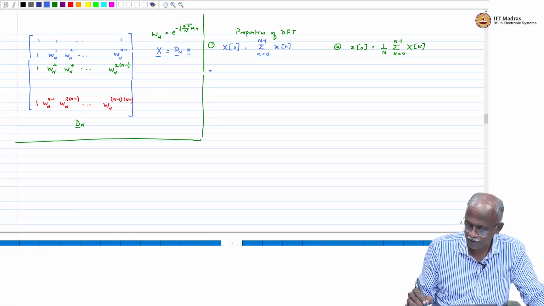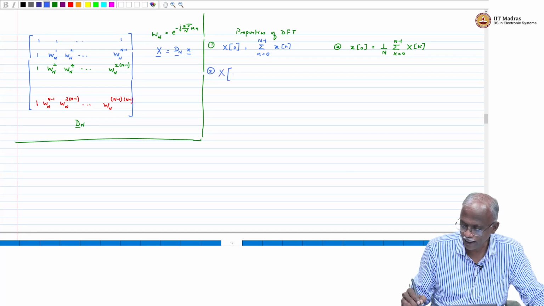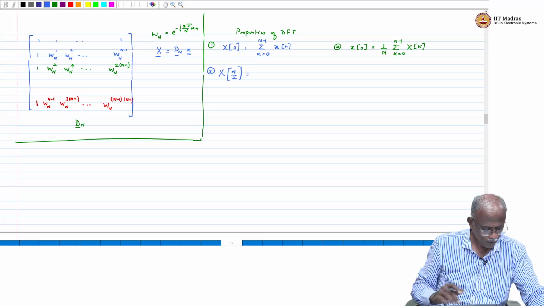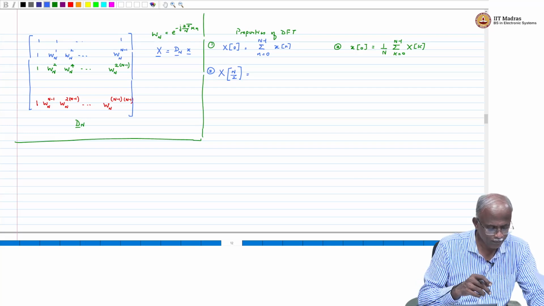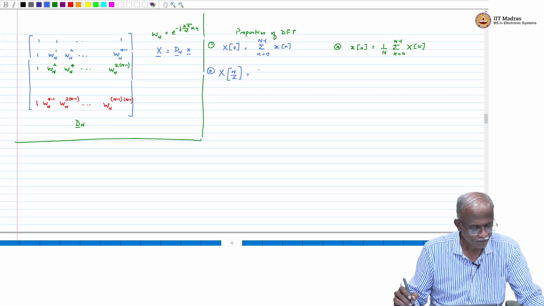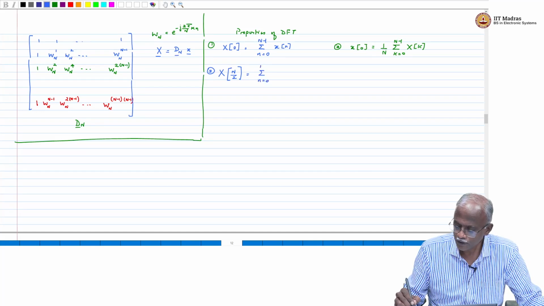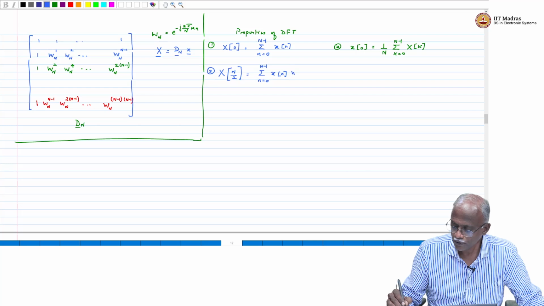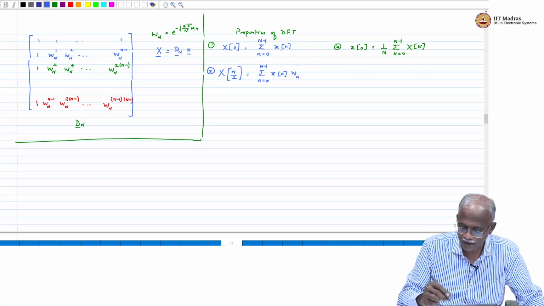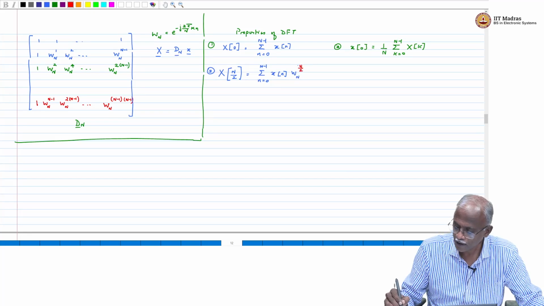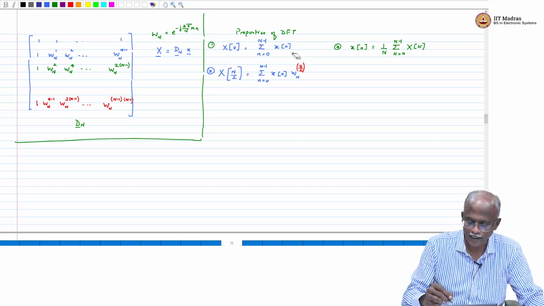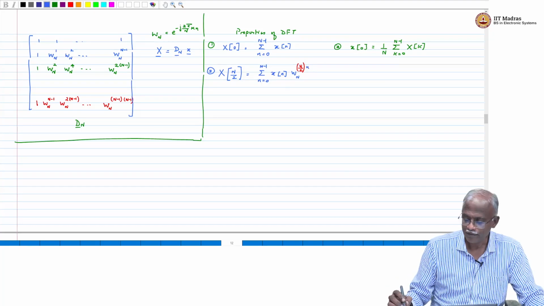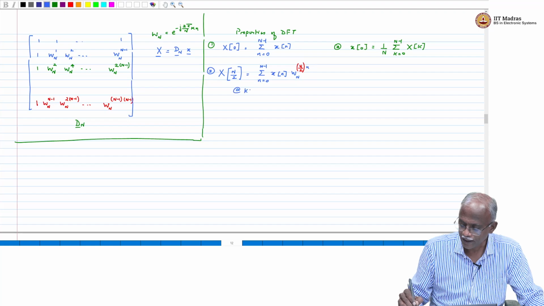Okay, another interesting property you will write down. What is X of N by 2? What I would like you to do is to go back and look at the expressions for what we have for X of N by 2, and X of N by 2, if you were to write it down, is summation n is equal to 0 through N minus 1 x of n W_N. The value that we are evaluating is N by 2 times n. This is the value of k. So basically this is being evaluated at k equal to N by 2.